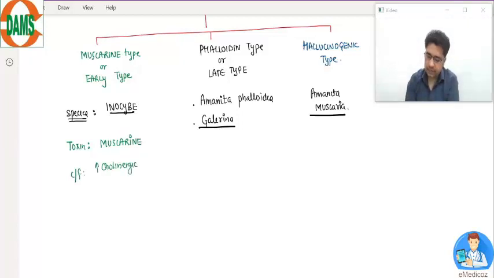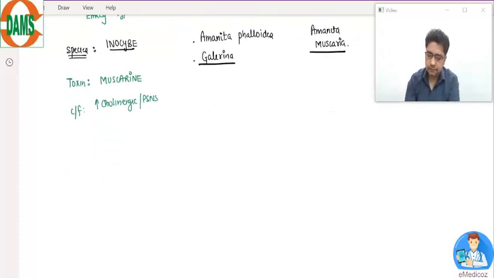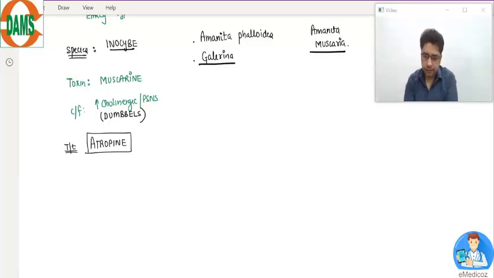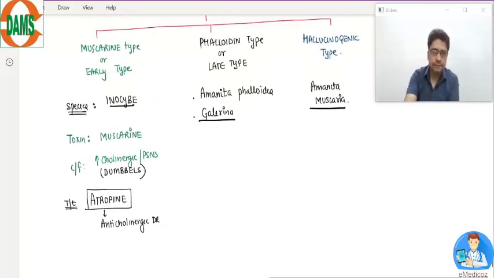Cholinergic or parasympathetic activity. Can you tell me the mnemonic for the symptoms? DUMBBELS. Remember DUMBBELS? Treatment: drug of choice is atropine. Why? Because atropine is an anticholinergic drug. I hope it's simple.